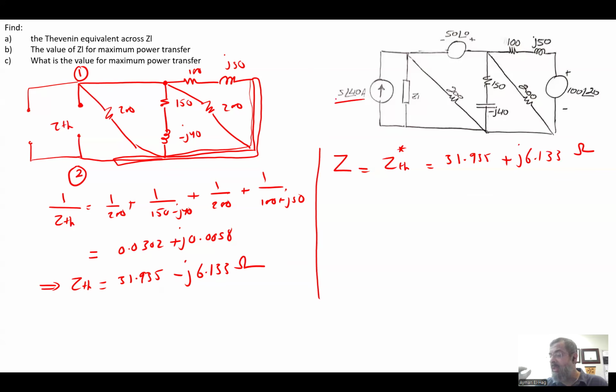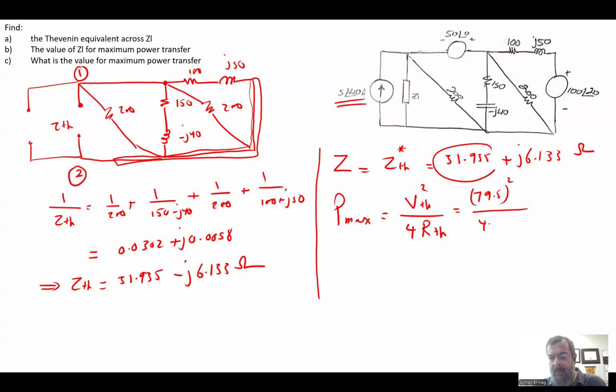Now we don't know if this is our peak value or RMS value. So let's assume they are RMS values. So the Pmax is equal to V Thevenin squared divided by 4 times R Thevenin. If it is peak, then it will be 8. So this is equal to 79.5, the magnitude of V Thevenin, squared, divided by 4 times the real part, 31.935, and this will give me a maximum value of 49.5 watts.